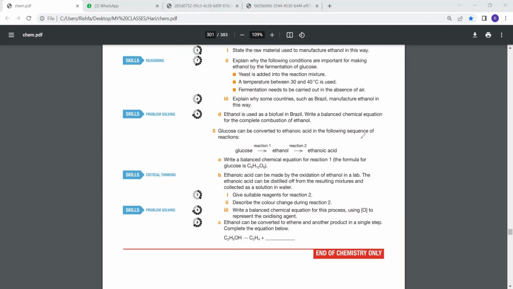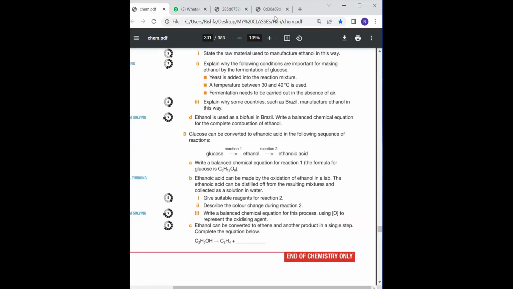Glucose can be converted to ethanoic acid in the following sequence. Okay. Can you do this question 3? Write down the answers and send me. Miss, I can't see the questions.